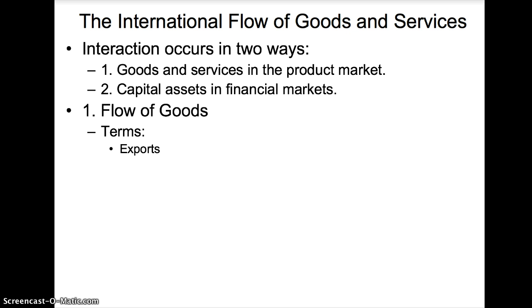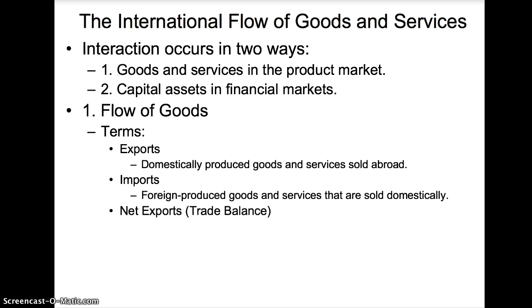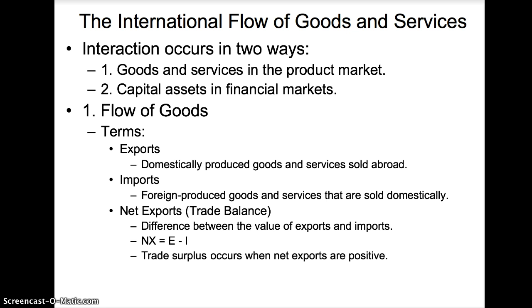Exports are domestically produced goods and services sold abroad. Imports are foreign-produced goods and services that are sold domestically. Net exports, or the trade balance, is the difference between the value of exports and imports. A simple math equation for net exports is NX equals E minus I. A trade surplus occurs when net exports are positive, and a trade deficit occurs when net exports are negative.